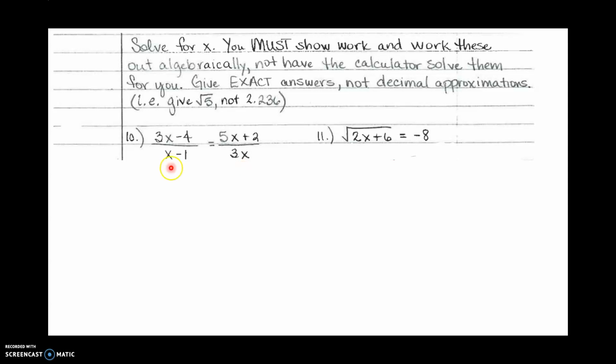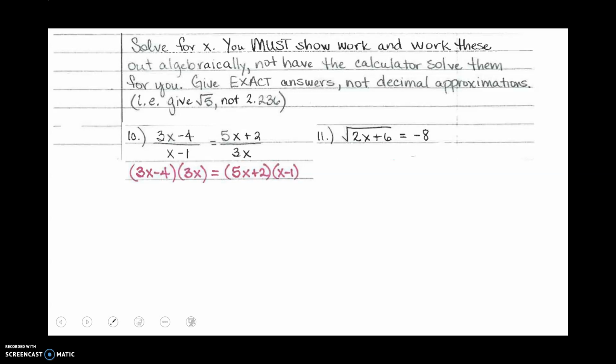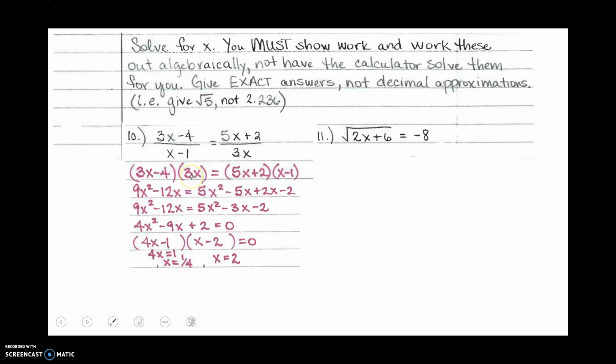However, remember that when you have one fraction equal to another fraction, you can just cross multiply, right? So that would be a much simpler way of doing this. So you could do it either way, but cross multiplying would definitely be simpler. All right, if you had multiplied both sides by 3x and x minus 1, you would have gotten the exact same thing. All right, so now we need to distribute. So 3x times 3x is 9x squared. 3x times negative 4 is negative 12x.